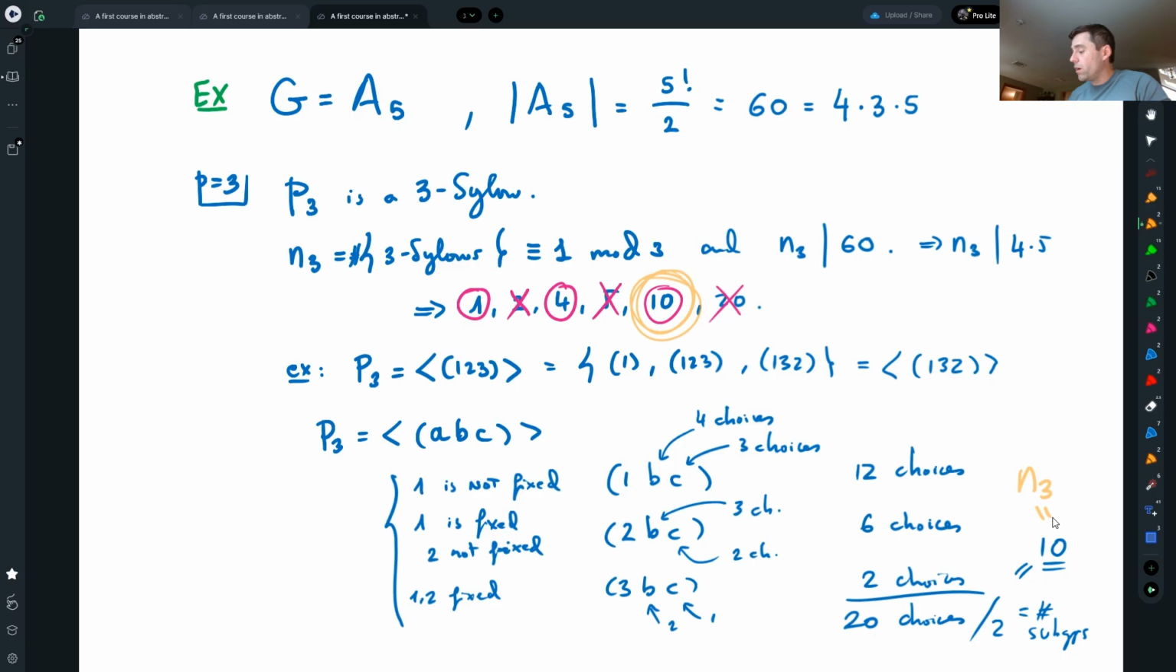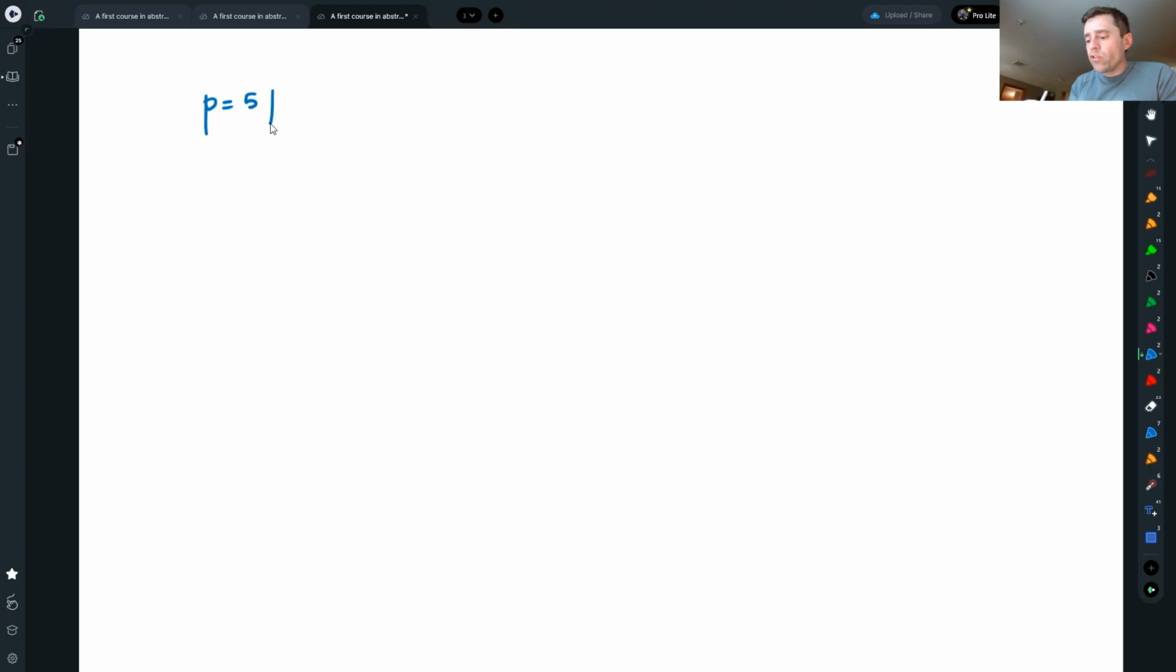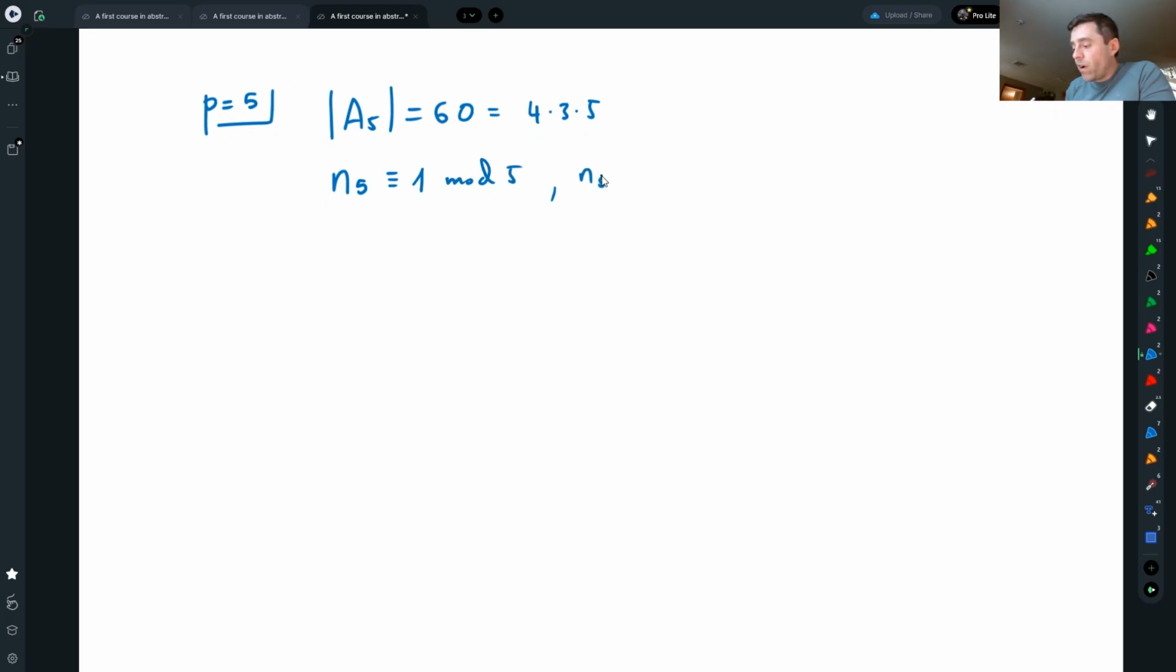Let's do the same thing for p equals 5 now. I want to find the 5-Sylow subgroups of A5. Again, A5 has 60 elements, which is 4 times 3 times 5. The Sylow theorems tell me that the number of 5-Sylow subgroups has to be 1 modulo 5, and n_5 divides 60. But if n_5 is 1 modulo 5, it is not a multiple of 5, so n_5 has to be a divisor of 4 times 3, 12.